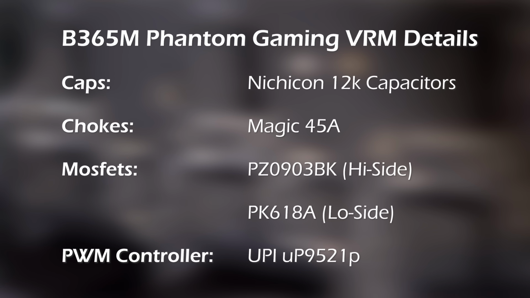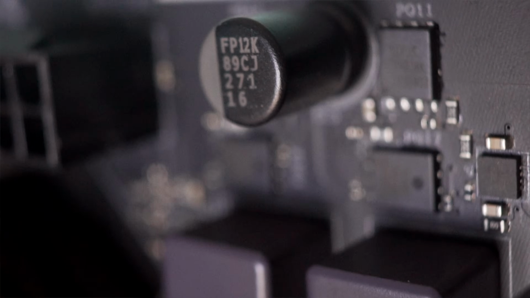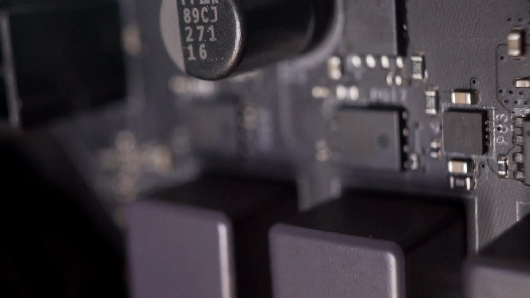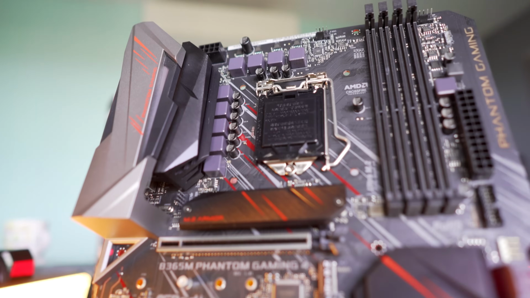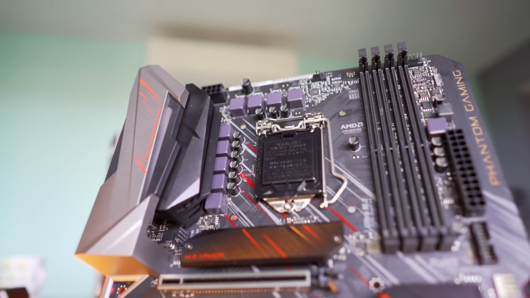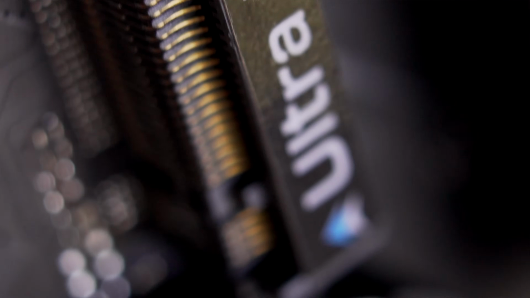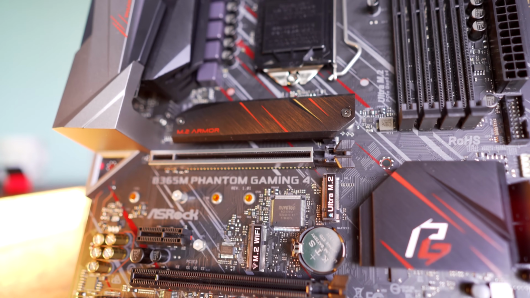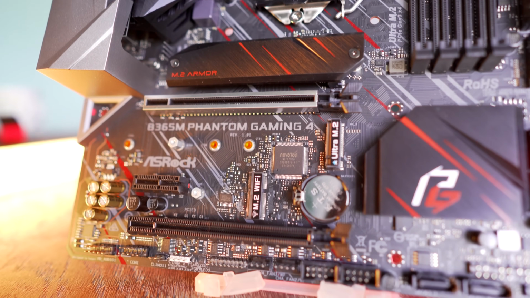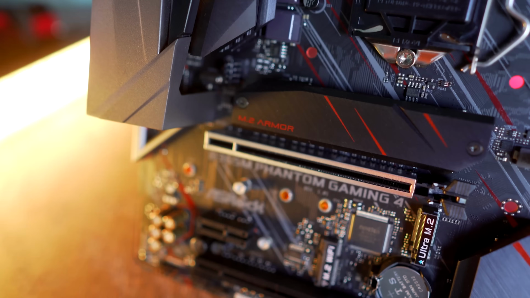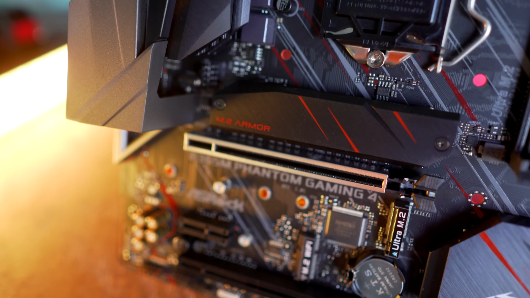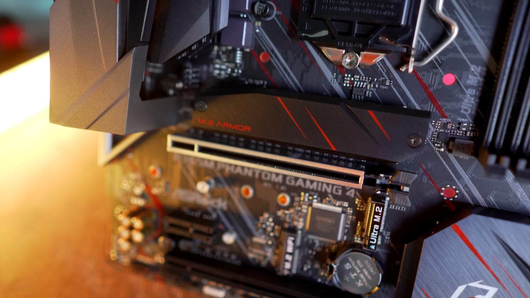Now I can't find any details on these MOSFETs. There's nothing out there in the wild. But for the PWM controller, they're using the UPI UP9521. And then moving through the rest of this board, we've got 3 M.2 slots, one of those being dedicated for Wi-Fi, the other two being dedicated for NVMe drives, which they both individually have PCIe Gen 3 X4 speeds, but together in RAID 0 or 1, they do drop down to PCIe Gen 2.